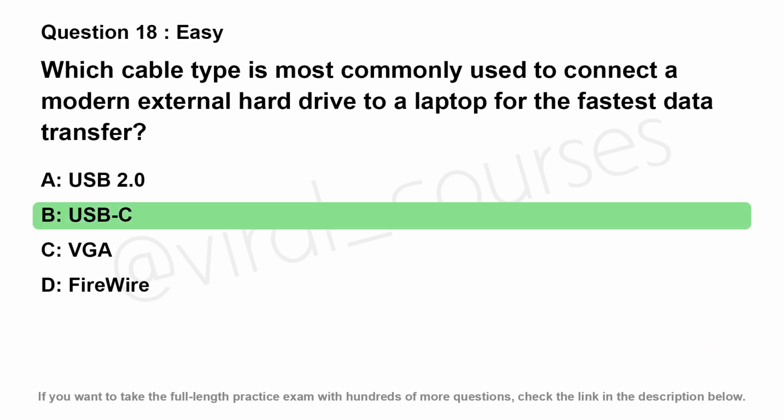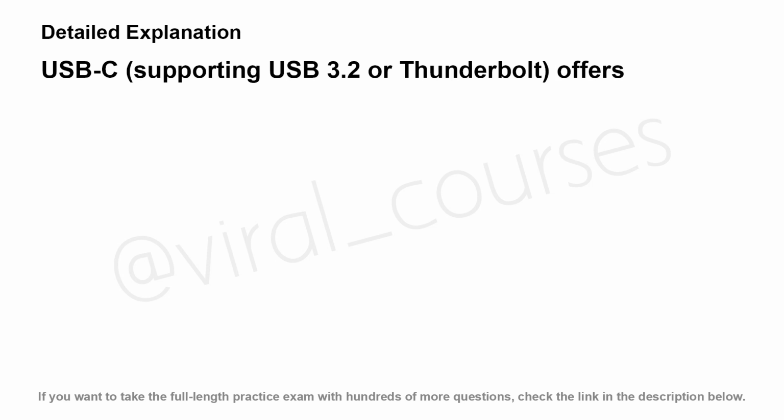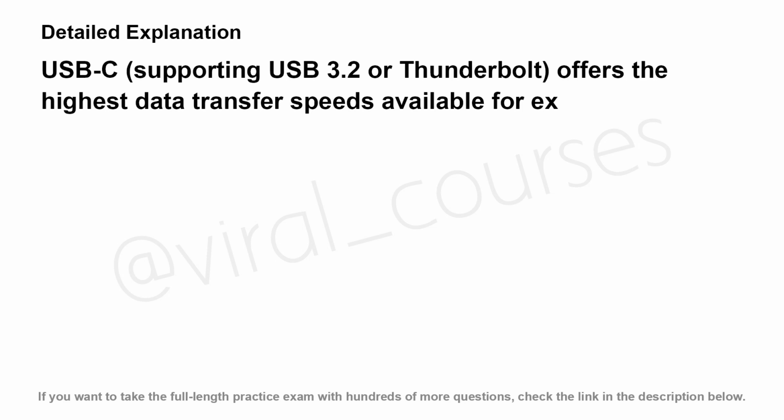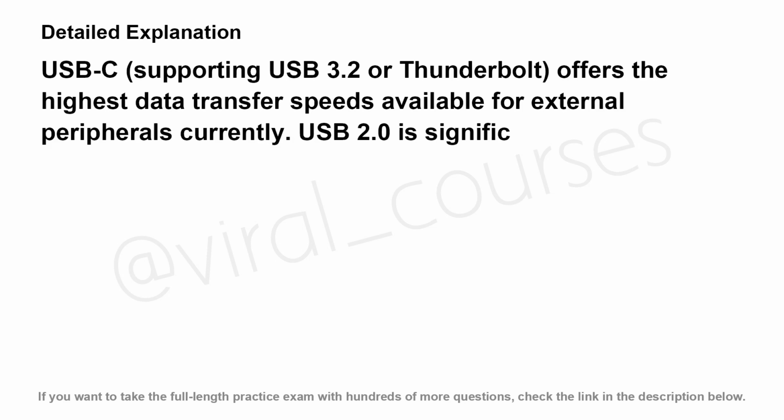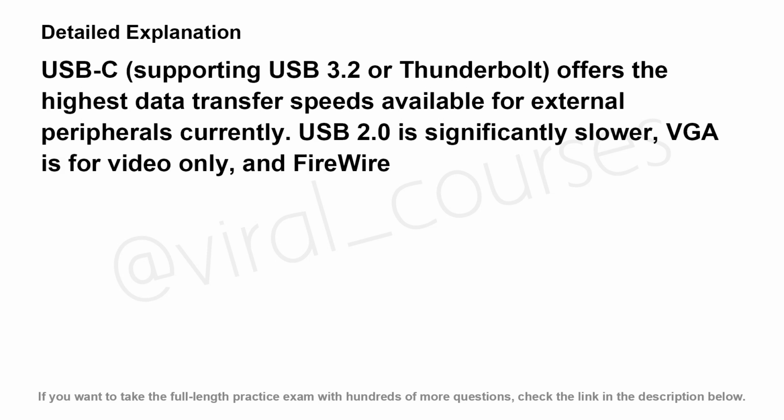The correct answer is B. USB-C. Supporting USB 3.2 or Thunderbolt offers the highest data transfer speeds available for external peripherals currently. USB 2.0 is significantly slower. VGA is for video only. And FireWire is an obsolete standard.